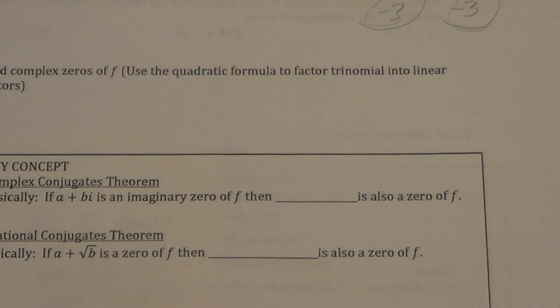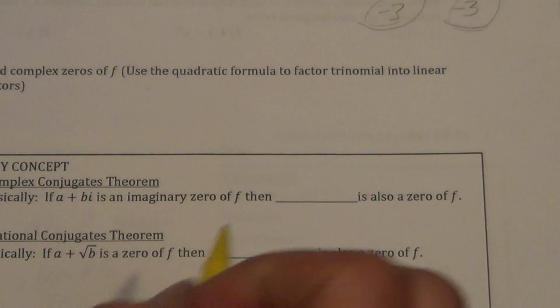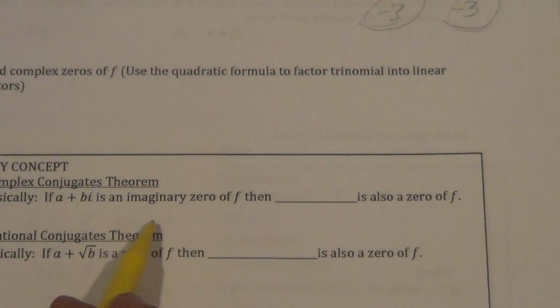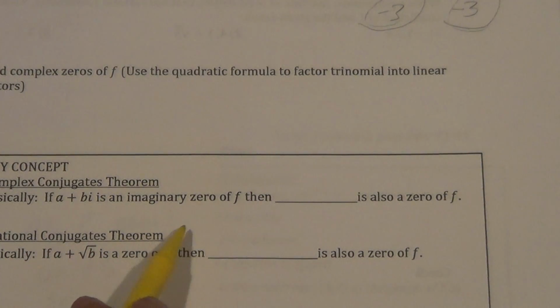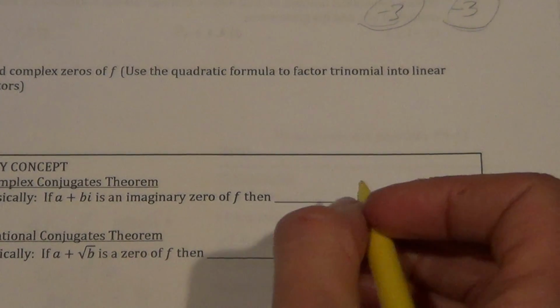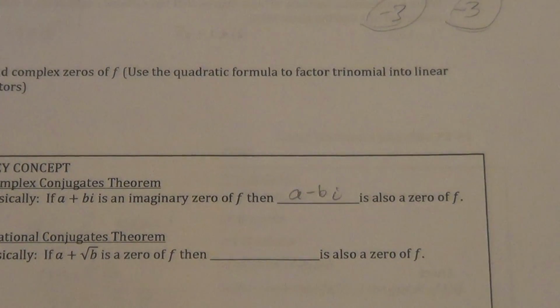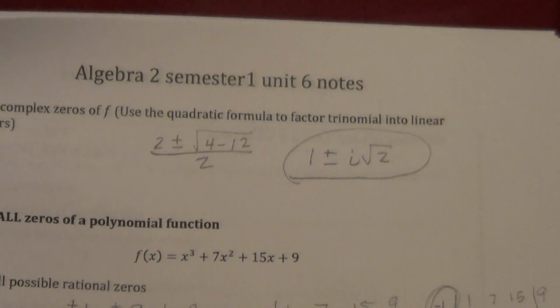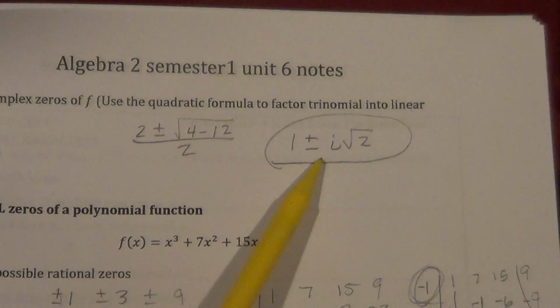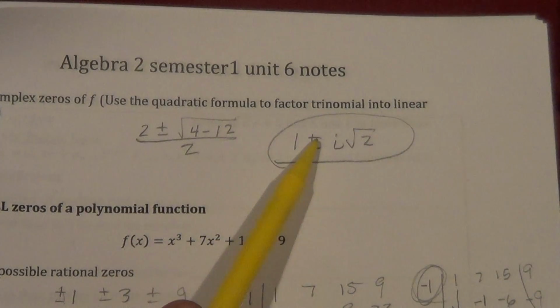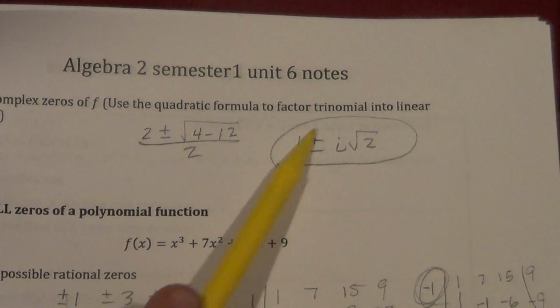Complex conjugates theorem. Basically, this just says that if you have a plus bi as an imaginary zero, then you also have a minus bi. You can see this in the fact right up here when we solved this one, complex zero, that you always have a 1 plus or minus that term. Okay?